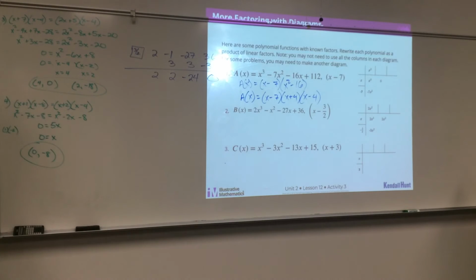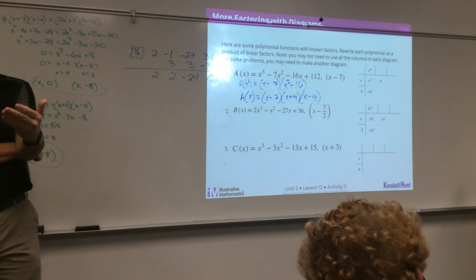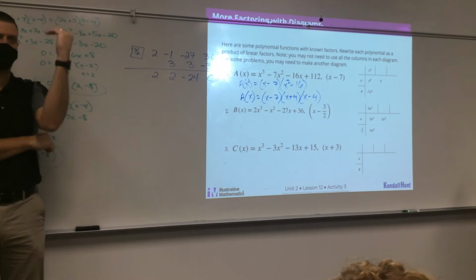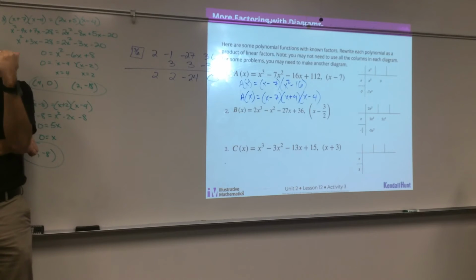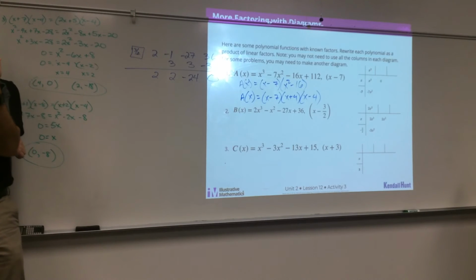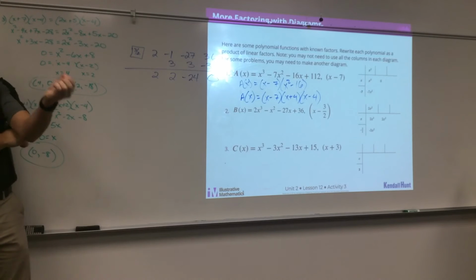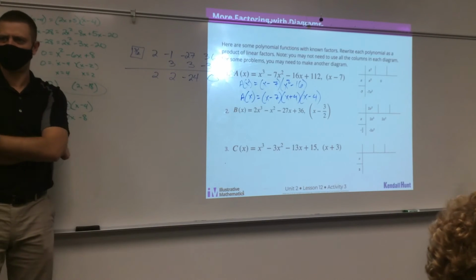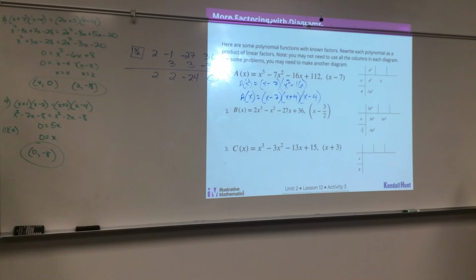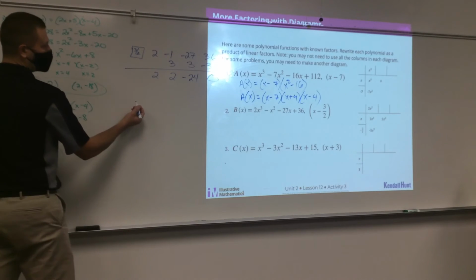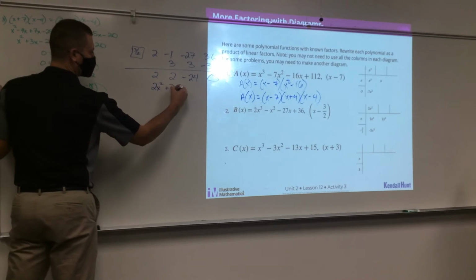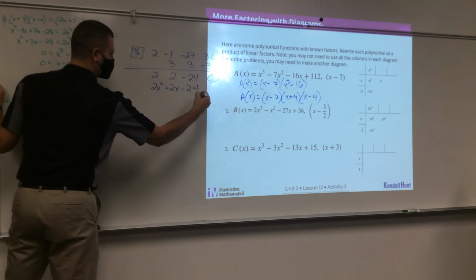You better get 0 at the end because they told you it's a factor. And if something is a factor, the remainder will always be 0. If you don't get 0 at the end, you probably screwed up in your division somewhere. Because if they tell you something is a factor, that means it has to go into it evenly, meaning there is no remainder. Okay? All right, so that would leave you with a 2x squared plus a 2x minus a 24.